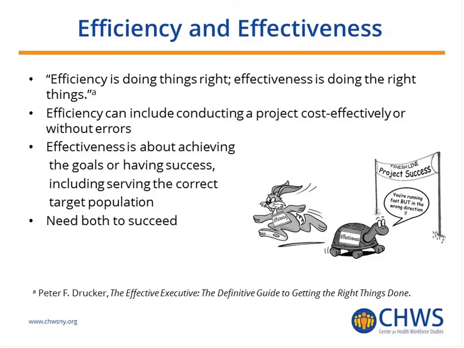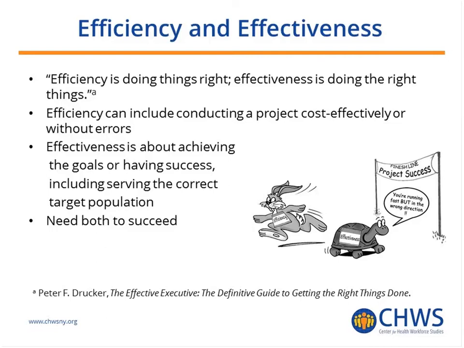So efficiency versus effectiveness. In definitions, efficiency is doing things right. Effectiveness is doing the right things. And so I like to think about efficiency, you know, you can do things right so you end up with the right kind of process, but are you doing the right things?